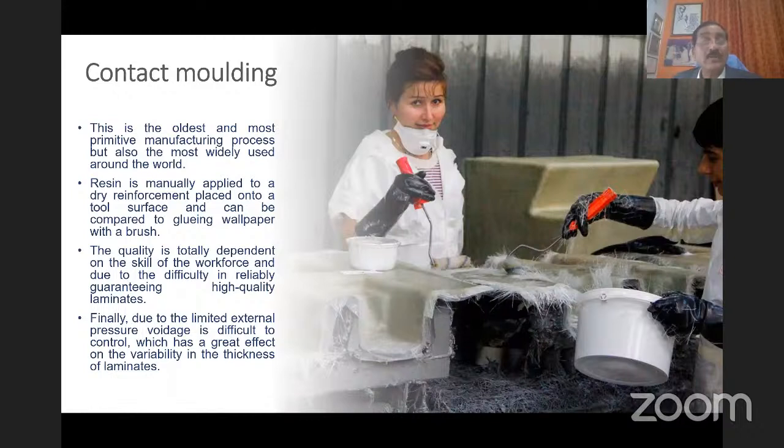I think contact molding is the oldest and most primitive manufacturing process, but also the most widely used around the world. Resin is manually applied to a dry reinforcement placed onto a tool surface and can be compared to gluing wallpaper with a brush. The quality is totally dependent on the skill of the workforce, and it is difficult to reliably guarantee high quality laminates. Finally, due to the limited external pressure, voidage is difficult to control, which has a great effect on the variability in the thickness of the laminates.